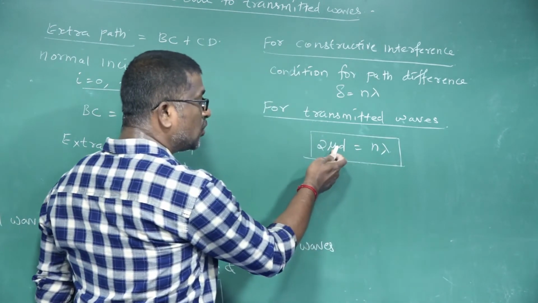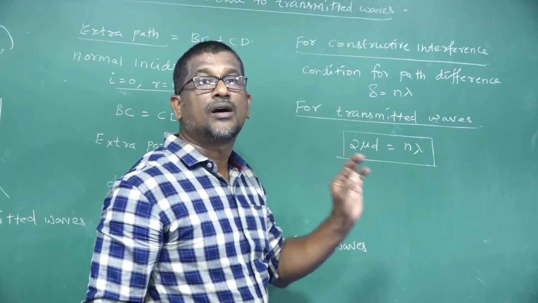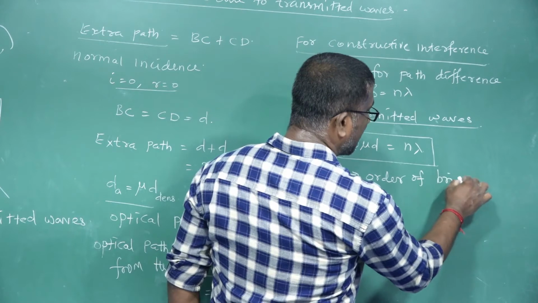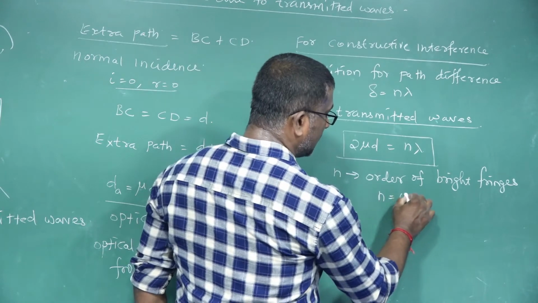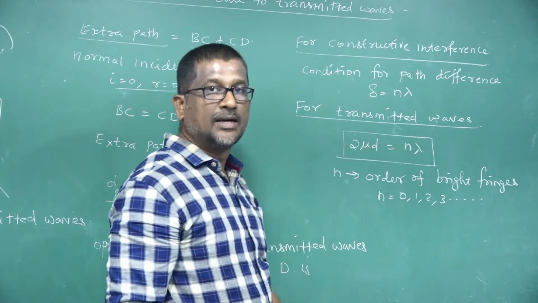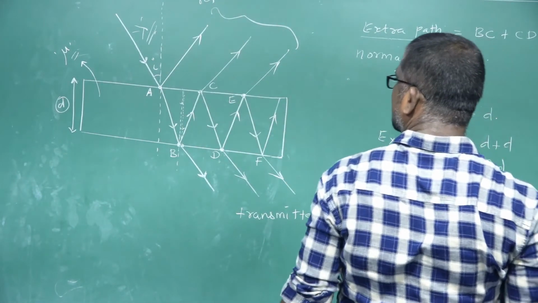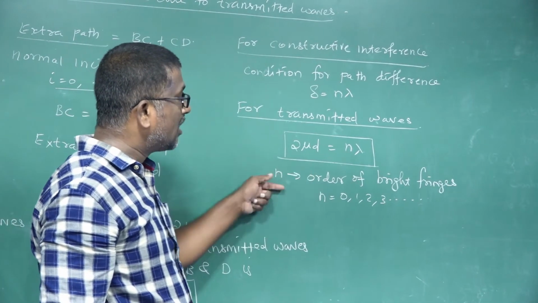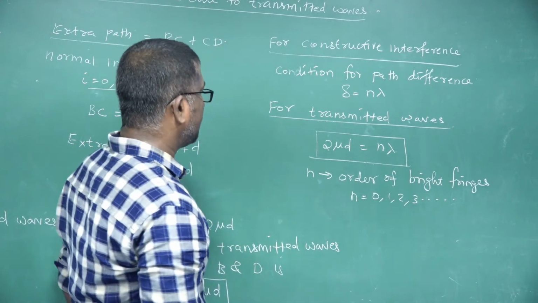Here, what is mu? The refractive index of the thin film. What is d? Thickness of the thin film. What is n? Order of bright fringes. Its value is 0, 1, 2, 3, and so on. And what is lambda? The wavelength of the incident light. So lambda is the wavelength of the incident light, mu is the refractive index of the thin film, d is the thickness of the thin film, and n is the order of bright fringes, with value from 0 to infinity.